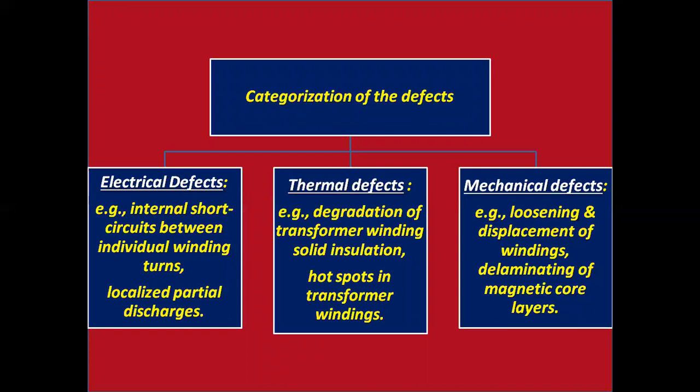Categorization of the defects. One, electrical defects, as for example, internal short circuits between individual winding turns, localized partial discharges. Thermal defects, as for example, degradation of transformer winding, solid insulation, hotspots in transformer windings. Mechanical defects such as loosening and displacement of windings, delaminating of magnetic core layers.